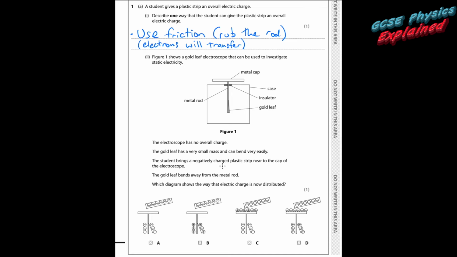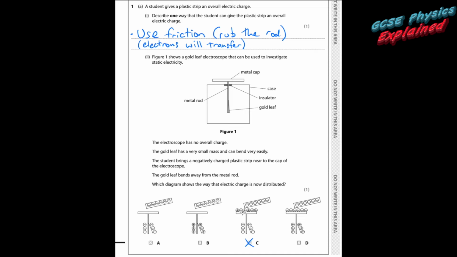The student brings a negatively charged plastic strip near to the cap of the electroscope. The gold leaf bends away from the metal rod. Which diagram shows the way that electric charge is now distributed? Right, so you're bringing a negative rod toward the plate. Now you're not even touching the plate, but what you're going to get is induced charge. So the negative charges will repel away other negative charges, and what that's going to do is leave positive charges behind. So the answer is C.